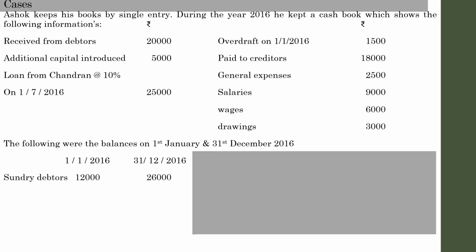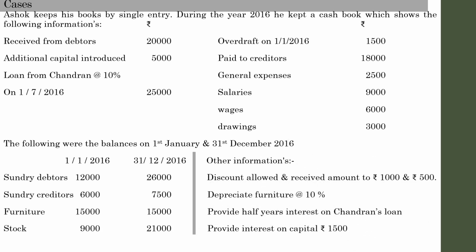Opening balance and closing balance are given with regard to various items: sundry debtors, sundry creditors, furniture, stock, and apart from that there is other information like discount allowed and received amounting to rupees 1,500, depreciate furniture at 10%, provide half year's interest on Chandran's loan, and provide interest on capital 1,500. So this is the information that was given in the question. On the basis of this you have to prepare certain ledger accounts before we go into the trading profit and loss account and balance sheet.